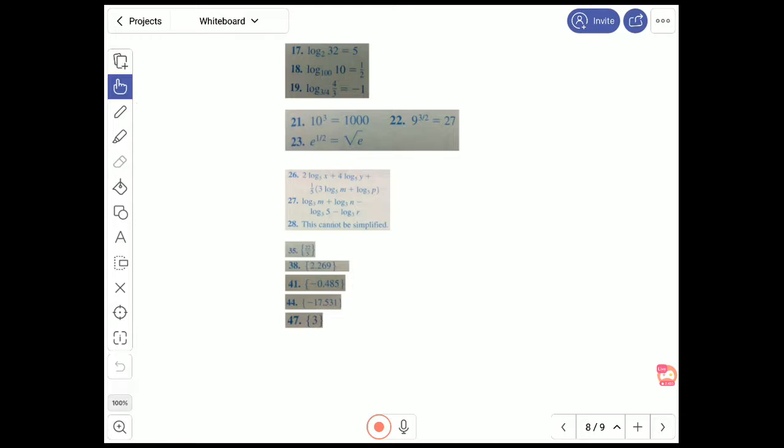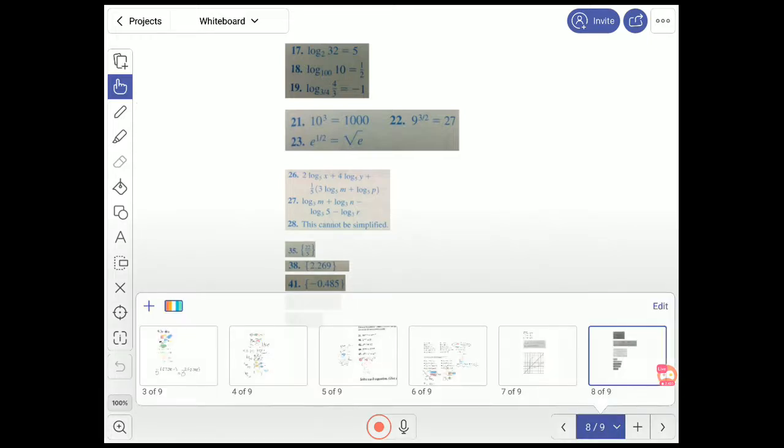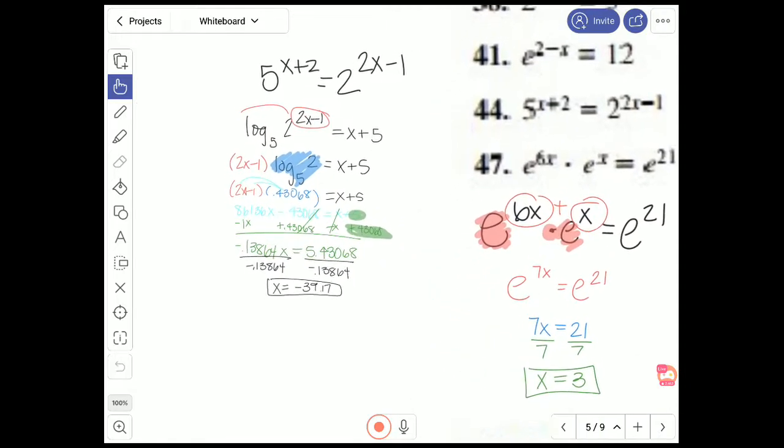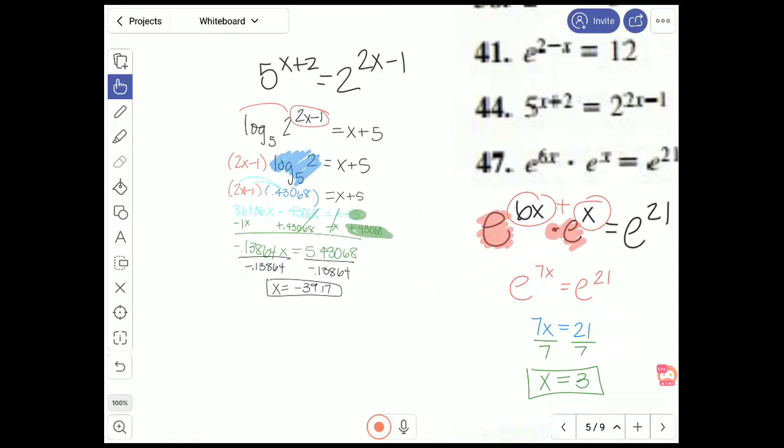I totally did something wrong. Hold on. Oh, I know what I did wrong. Let's try this again. This should have been a 2. I just wrote the problem wrong to begin with. So this should have been 2 right there.